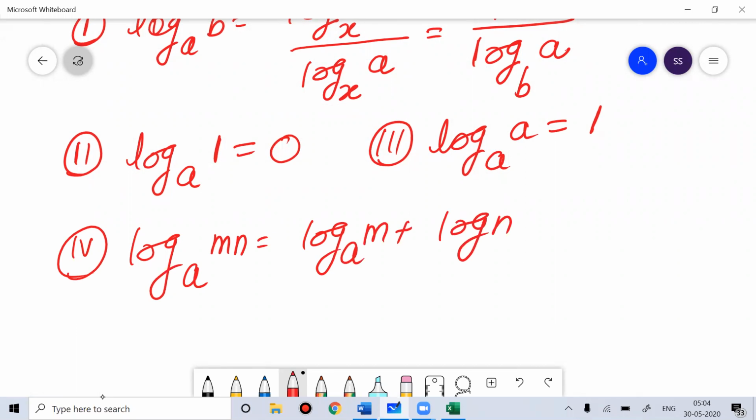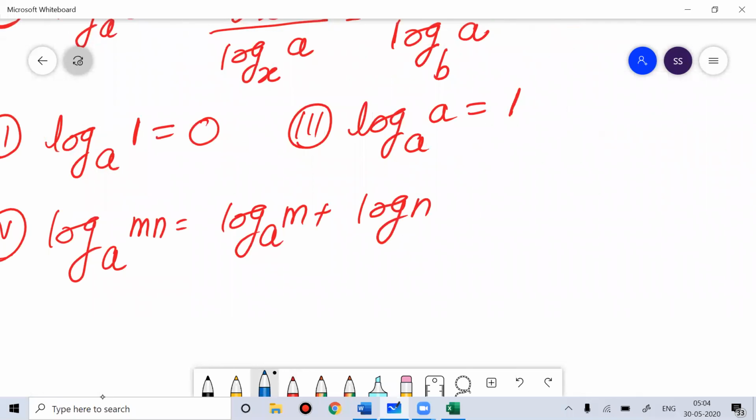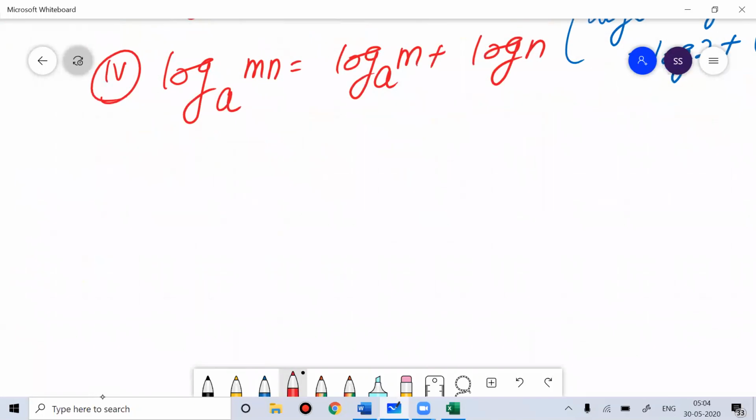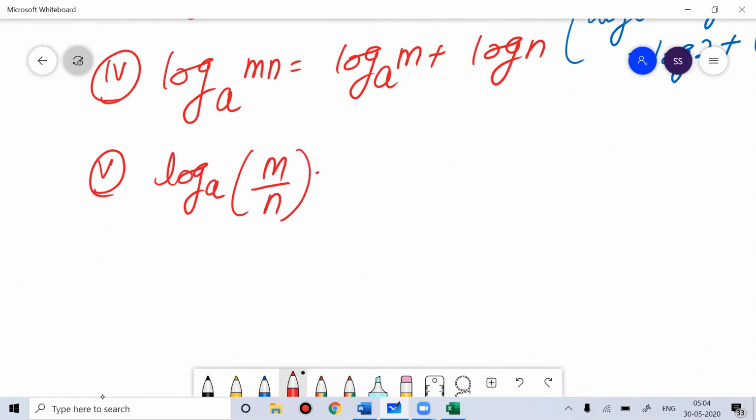If you remember when I asked you what is log 6, I told you log 6 is nothing but log 2 plus log 3. This is the way I got it. Log 6 was log of 2 into 3, so that is nothing but log of 2 plus log of 3. You know the values of log 2 and log 3. Similarly, log of m divided by n to the base a gives log of m to the base a minus log of n to the base a.